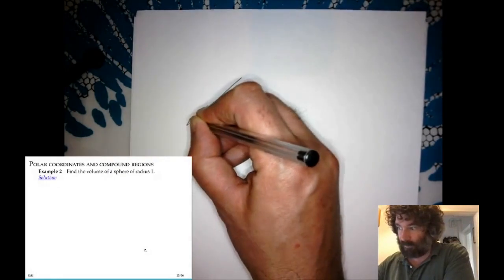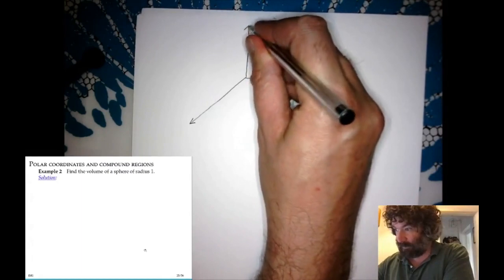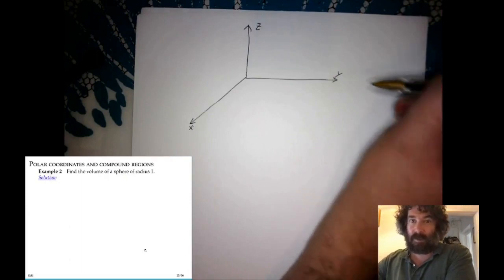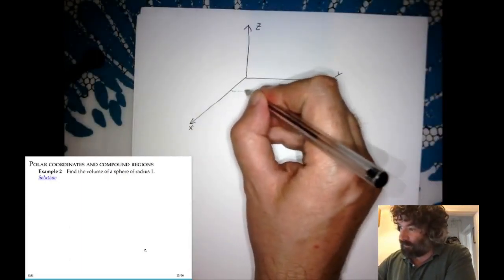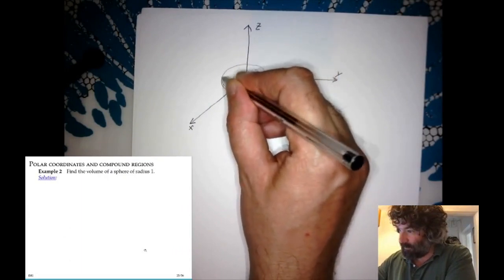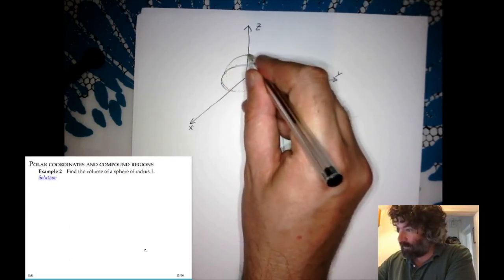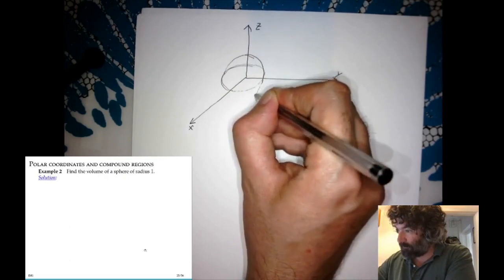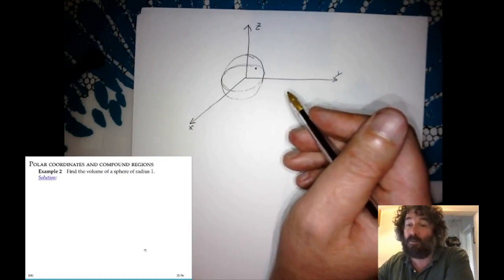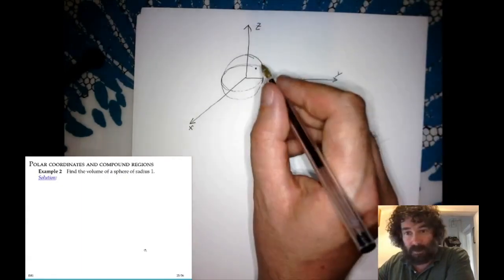So we have our three-dimensional axes. This is the x, y, and z axis. And in order to represent the unit sphere, let me first draw a circle, attempt to draw a circle in the xy plane, and then a circle in the YZ plane. So this is the unit sphere, the set of points that are distance 1 or less from the origin. We might call it the unit ball also.